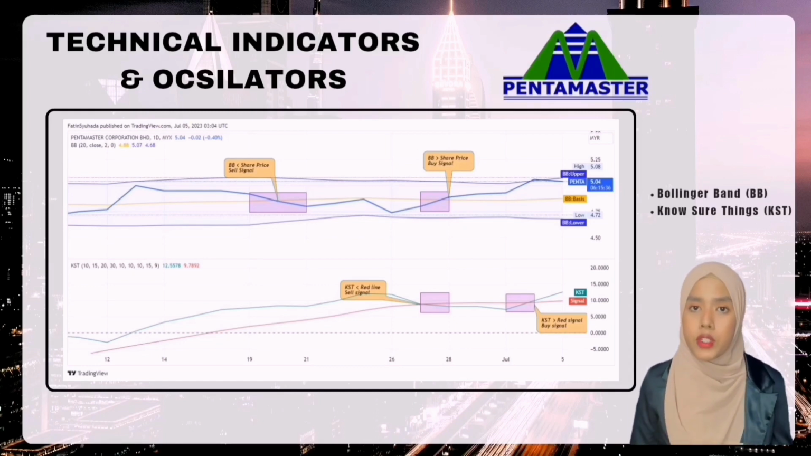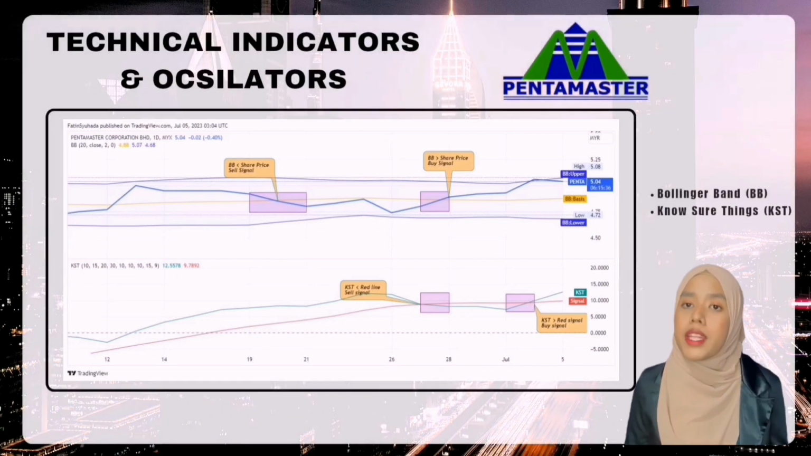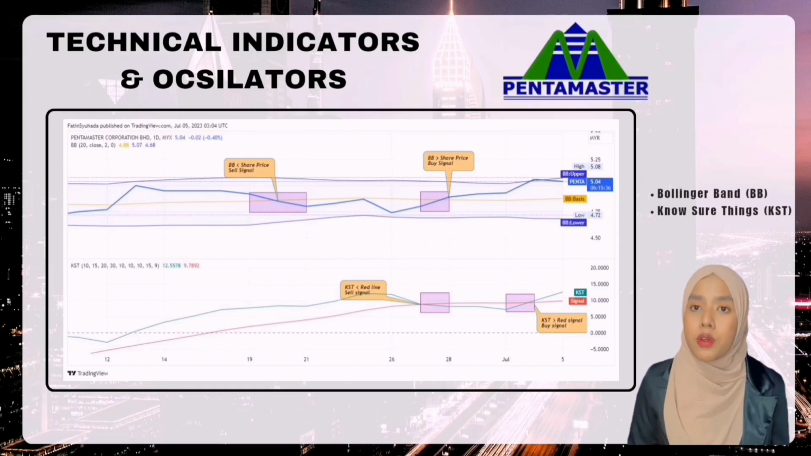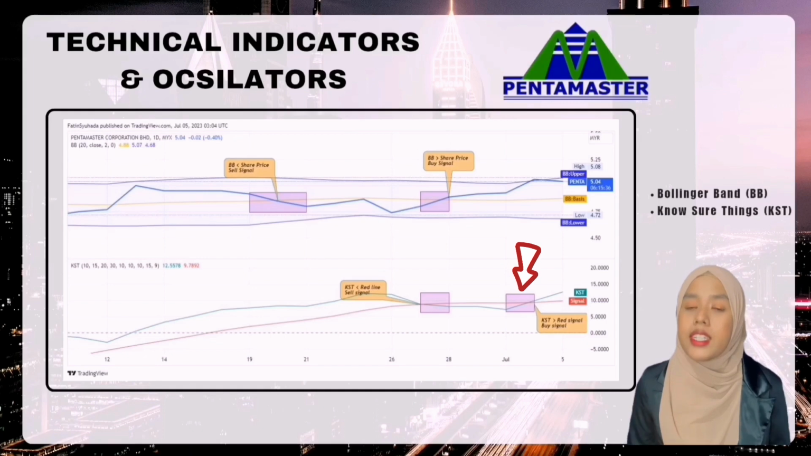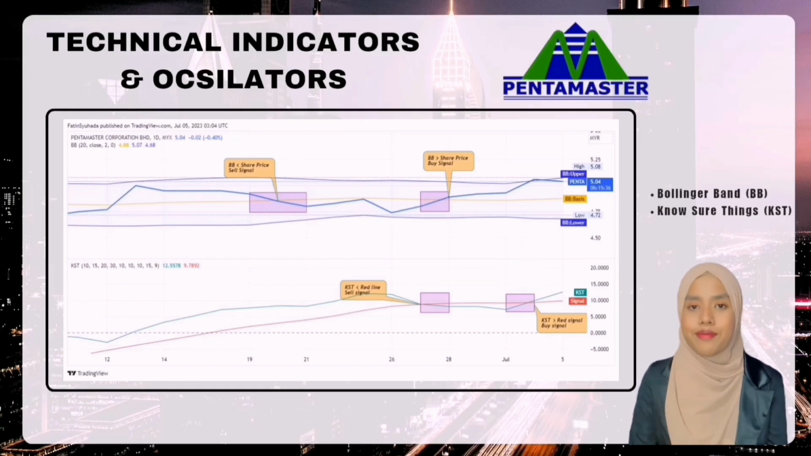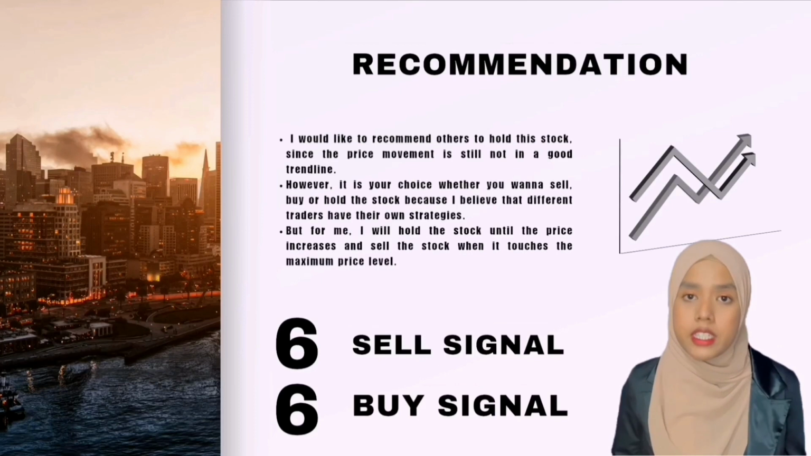Next is the Know Sure Thing, KST. In this graph, it shows a 2-minute intraday chart on Pentamaster from 12 June 2023. There are several crossover signals that have been identified. The KST indicator shows a sell signal on 27th June. If the Know Sure Thing crosses below the 0 line, then a sell signal is triggered. The buy signal occurs on 4th July 2023. Conversely, if the KST crosses above the 0 line, then a buy signal is triggered. Based on the chart, there are 12 signals that appear, which are 6 sell and 6 buy signals.